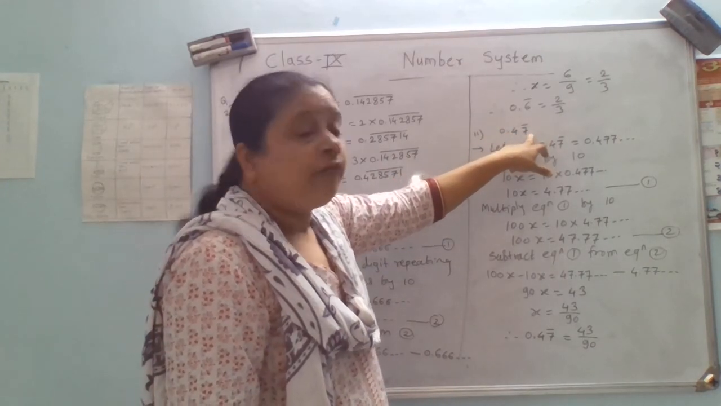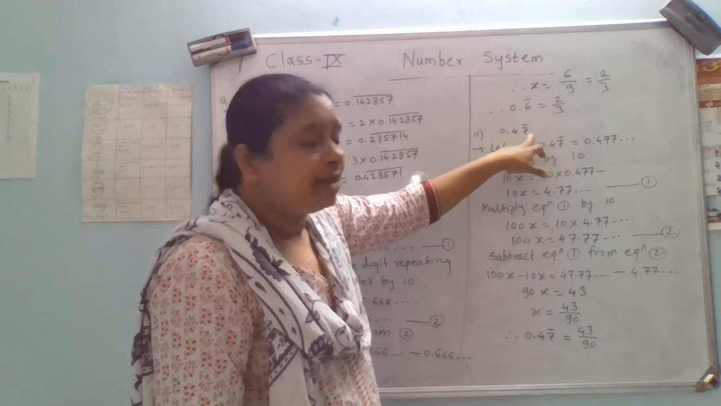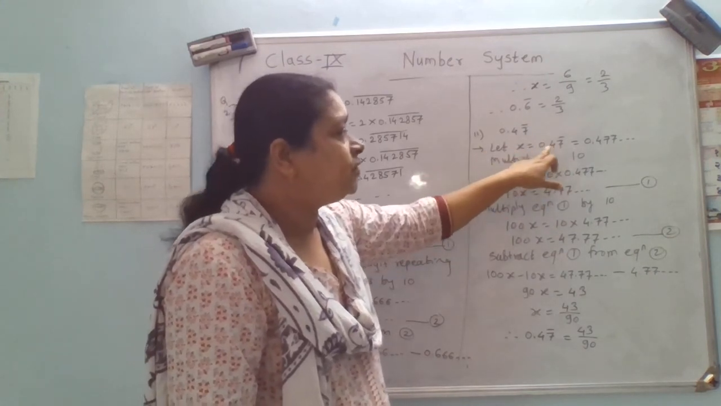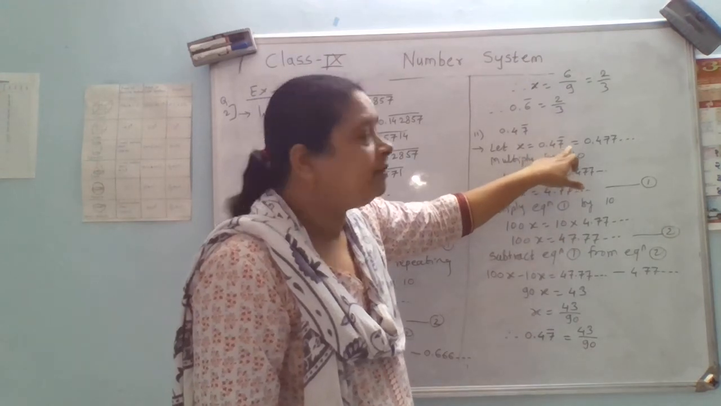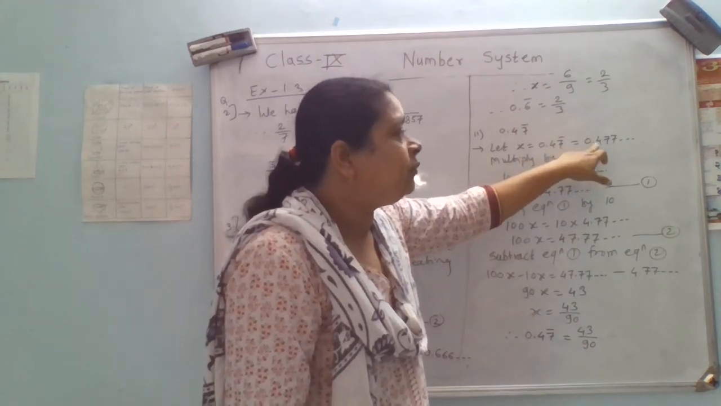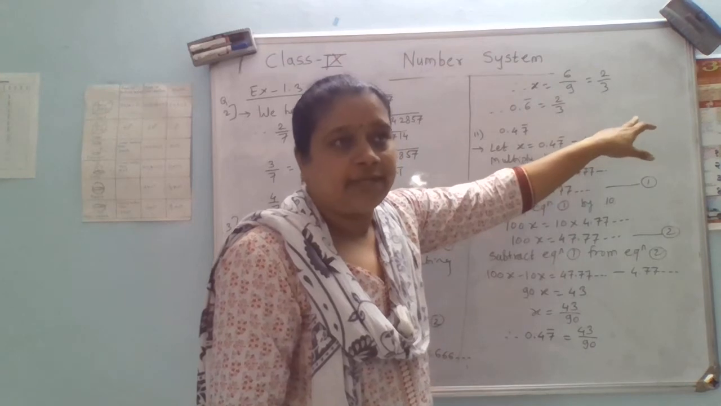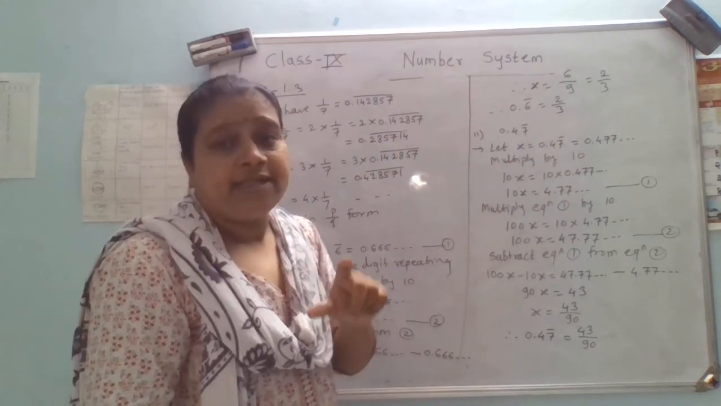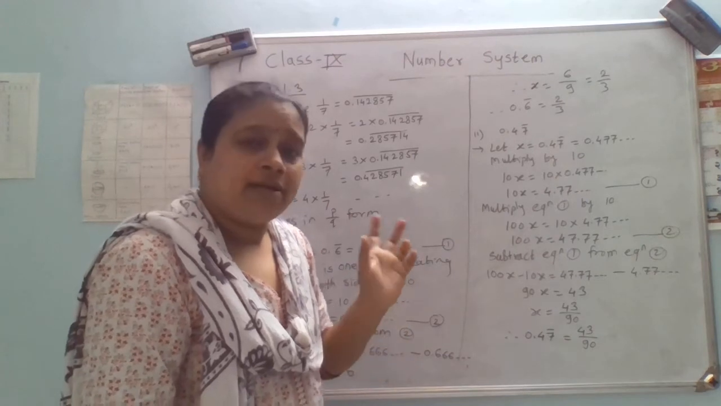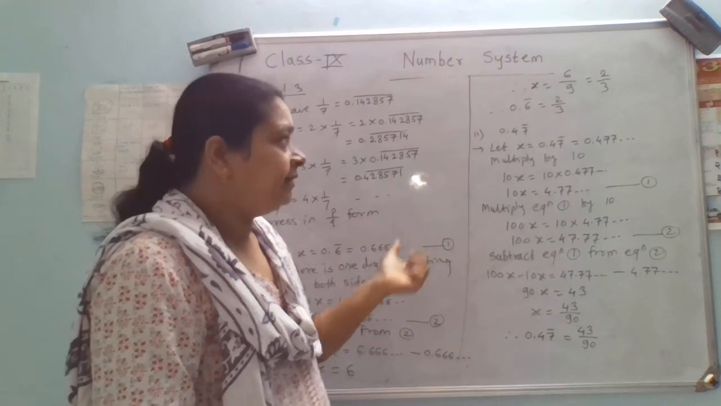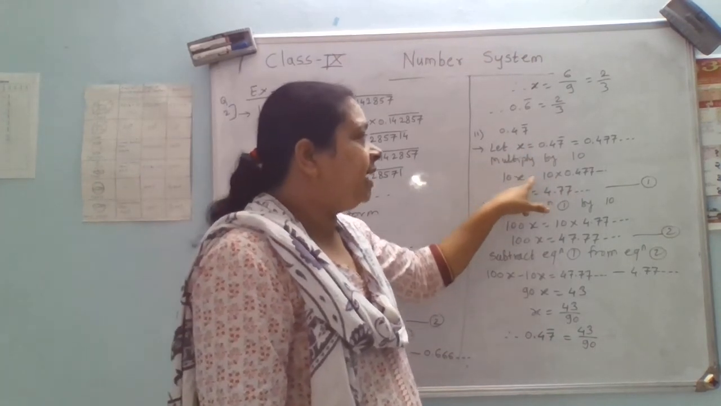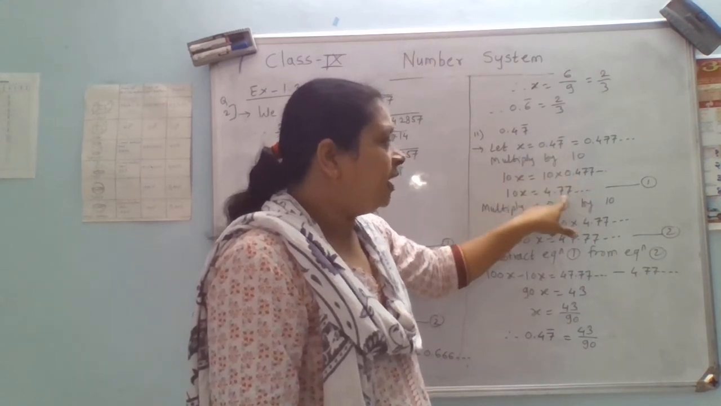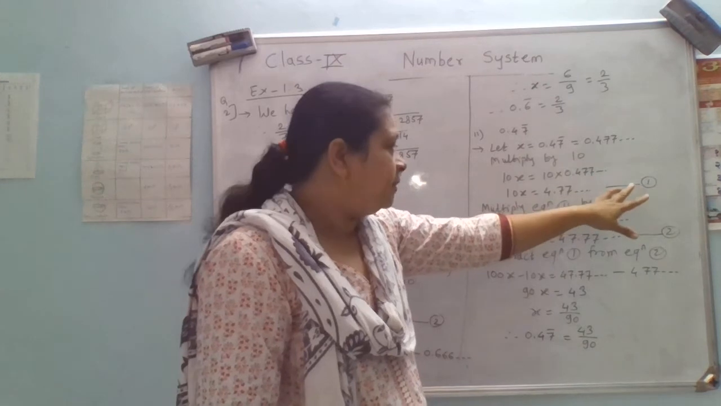Here 47 is not repeating, only the second digit is repeating. First consider x is equal to 0.47, where 7 is repeating, so we can write this number as 0.4777 like that. Here only one digit is repeating, only 7. Then multiply the equation by 10. 10 into x comes to 10x, and 0.47 into 10 is 4.77. Okay, this is equation number 1.